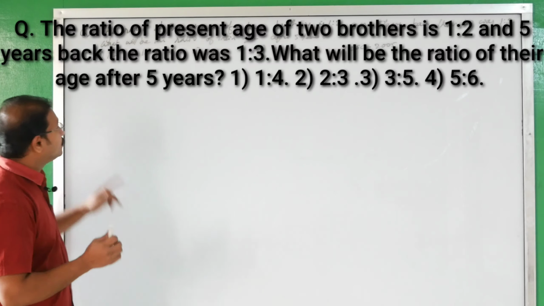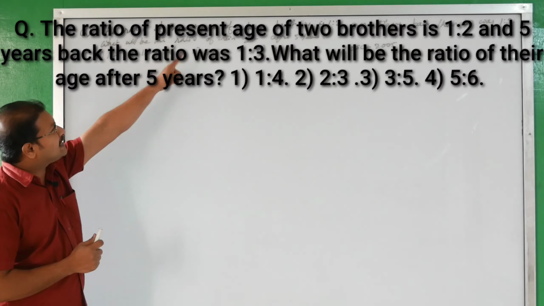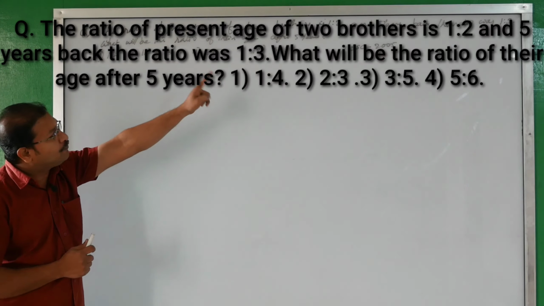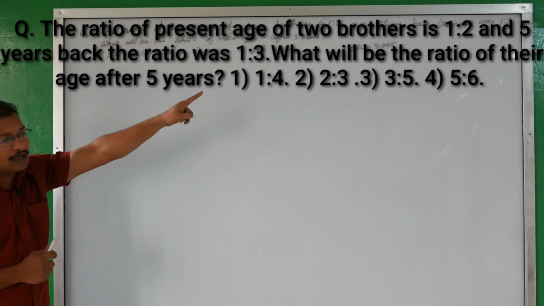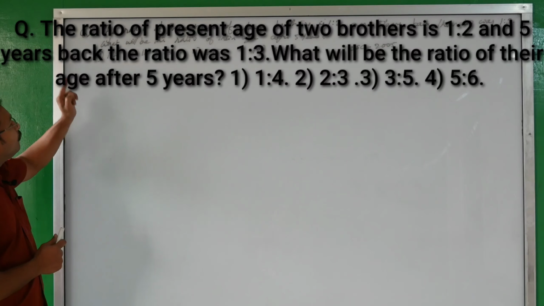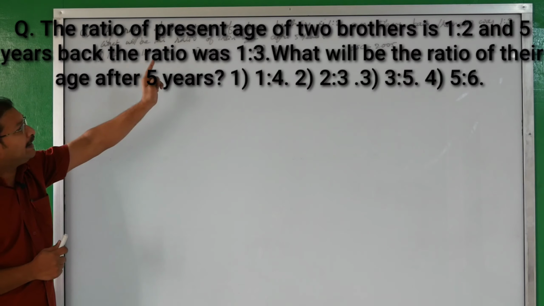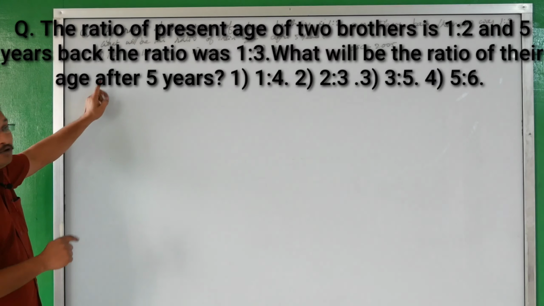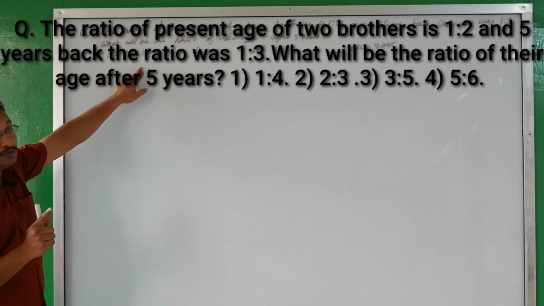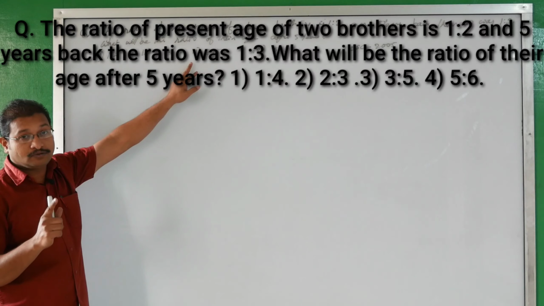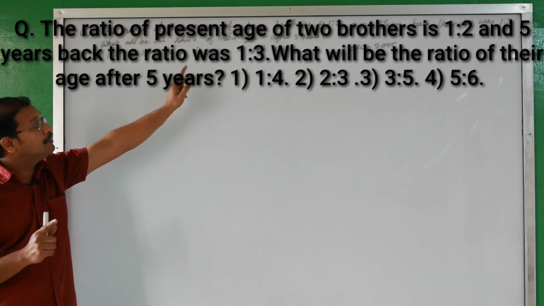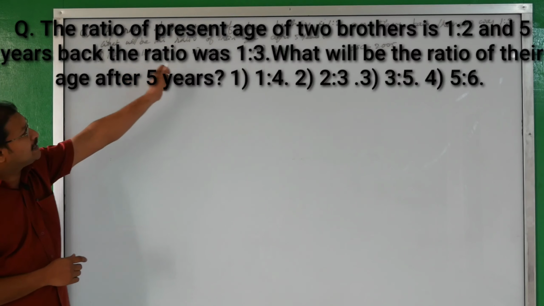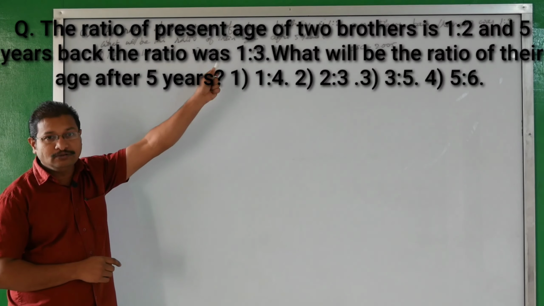So now let's see the next question. The ratio of the present age of two brothers is 1:2, and 5 years back the ratio was 1:3. What will be the ratio of their age after 5 years? The options are 1:4, 2:3, 3:5, and 5:6.